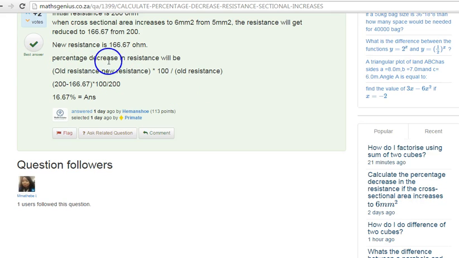So percentage decrease in resistance will be old resistance minus new resistance times 100 divided by old resistance. So can you see, this is like saying, what is the change in resistance? The old one minus the new one. The multiplication by 100 is to make it a percentage. And then you divide by the original. This is like your base to say, okay, it changed from old to new, but this is our reference point, the base, which is the old resistance. So it's 200 minus 166.67 times 100 divided by 200, and you get 16.67%, which is your answer.